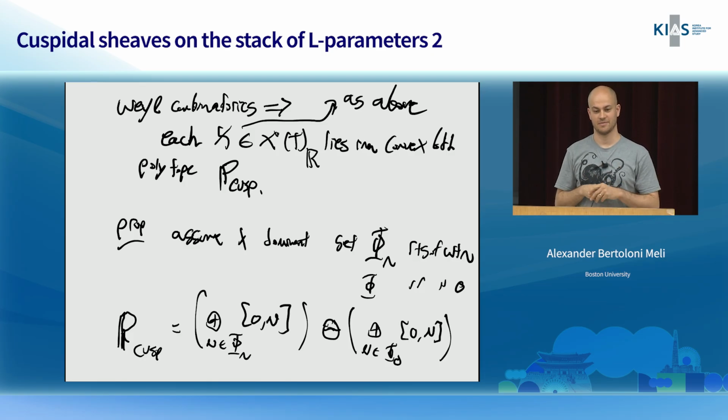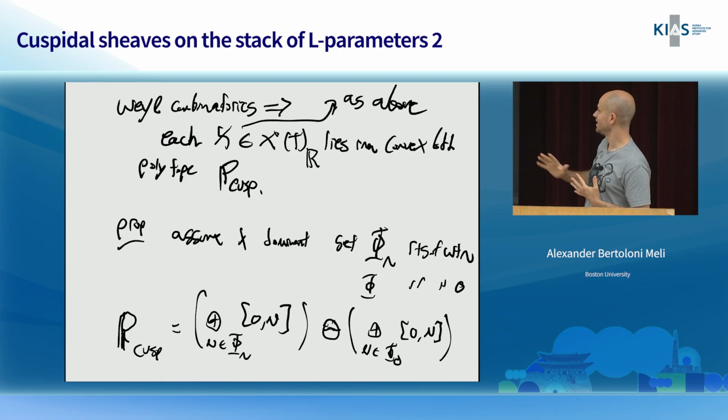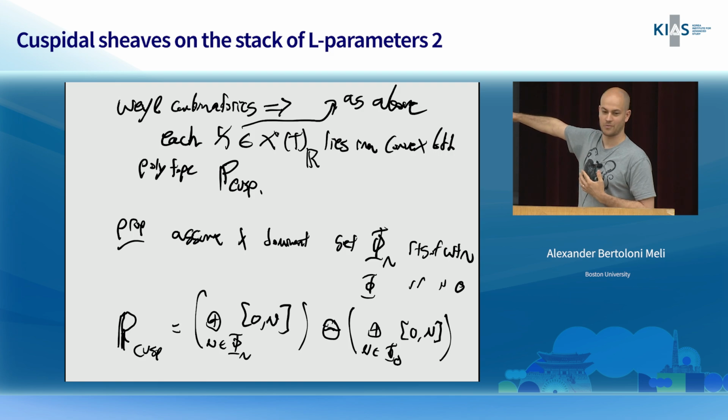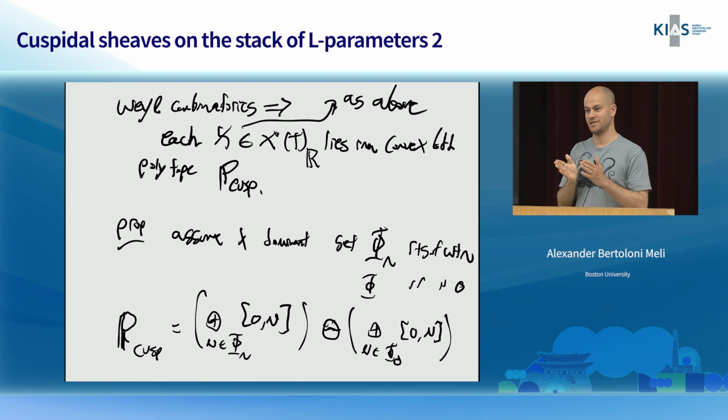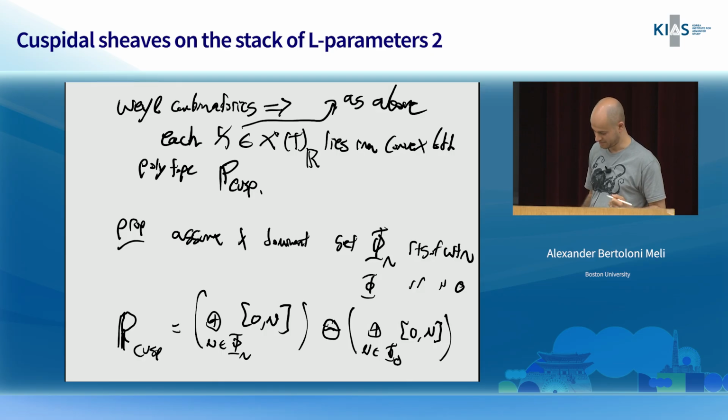So here is an example that might make Dave happy. What happens in the Steinberg case? In the Steinberg case, there are no roots of weight 0, so it's just this sum on the left. But actually, the roots there are just the simple roots, so it's just the cube given by the simple roots. So this is a nice thing.